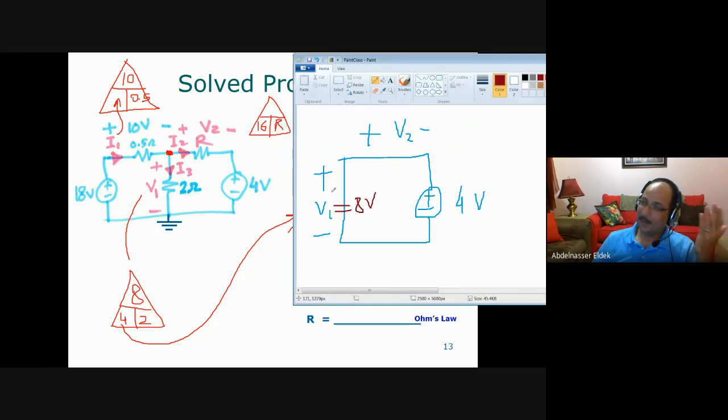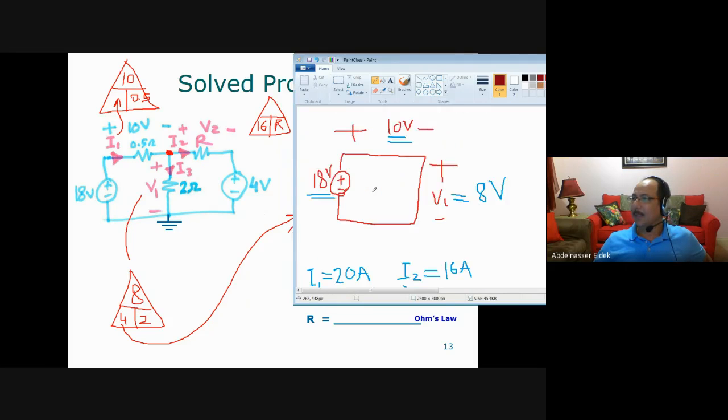So now, can I say that 4 equals V2 plus V1? Can I say that? The problem is, no, I can't. But let us see how we calculate this one. When I did it here, you see both of them are in the same direction. V1 was in this direction, V2 is in the same direction, and the 18 volt was in this direction, from negative to positive, remember.